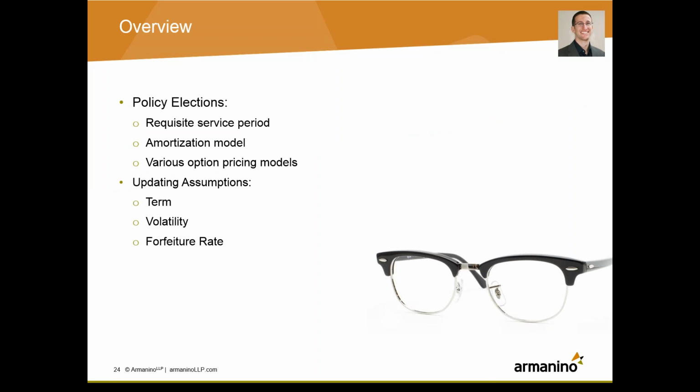So we're going to talk about each of these in more detail, but the requisite service period has become a grayer area and an area where people are starting to transition their approach. So it might be something that you look to change. Amortization model, so looking at straight line versus graded, and then also the different pricing models. Lastly, your fair value assumptions, right? So looking at the Black-Scholes assumptions, doing some of the analysis and updating those.